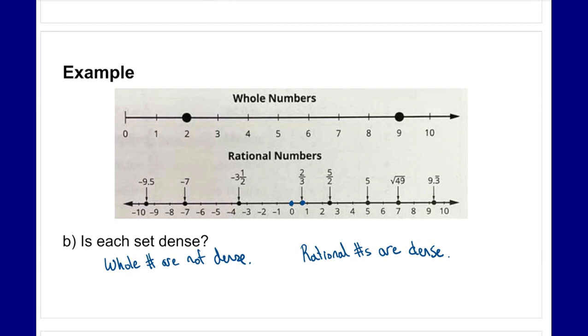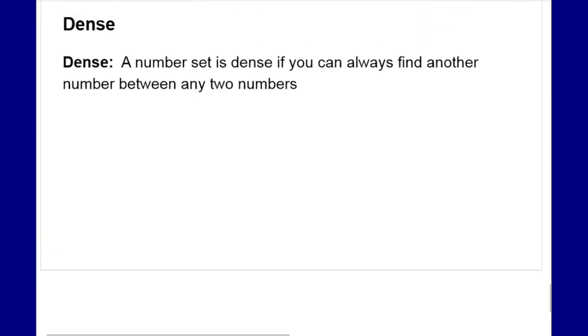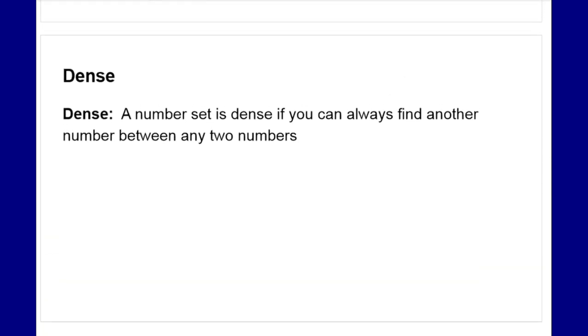So again, just more ways to describe some of our number sets. Whole numbers are not dense by definition. Rational numbers are dense by definition. And again, that's the end of the lesson. So again, the main things are just understanding the different subsets or different categories of numbers that we might come across, as well as some ways to describe them in terms of if they're finite or infinite, and whether they're dense or not dense.